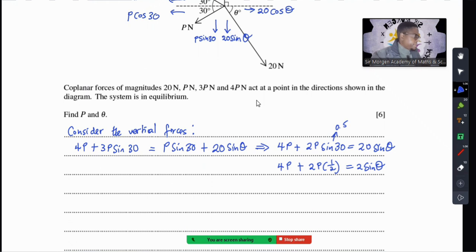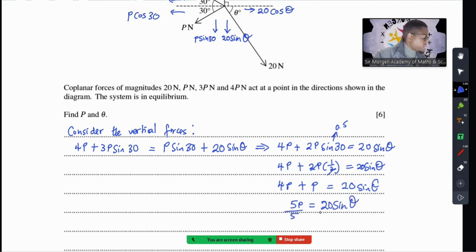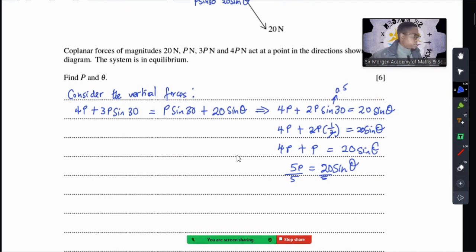Right, that simplifies to what? Right, 4p plus p equals 20 sine theta. Right, then this is giving us what? 5p equals 20 sine theta, dividing by 5 both sides. Right, it means p is equal to 4 sine theta. All right, we can call this equation number 1. This was the vertical components.